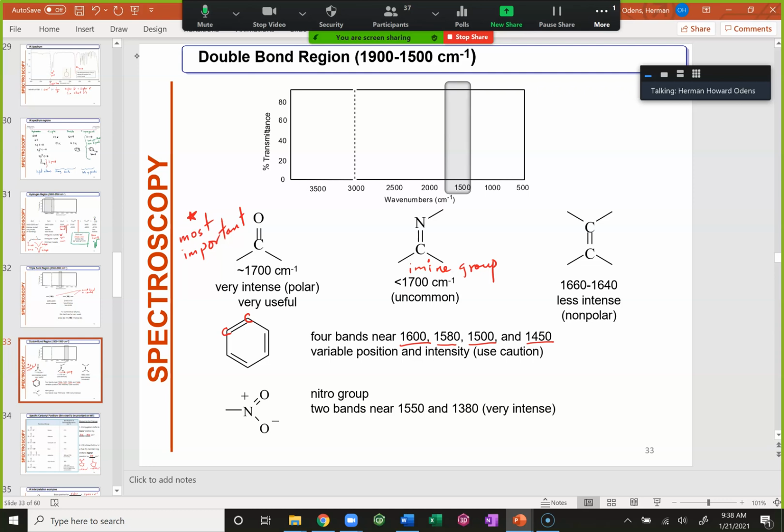All right. A lot of books, like I said, actually put this in the fingerprint region because it almost looks like it belongs there. But this is still a double bond, so it should be here in the double bond region.